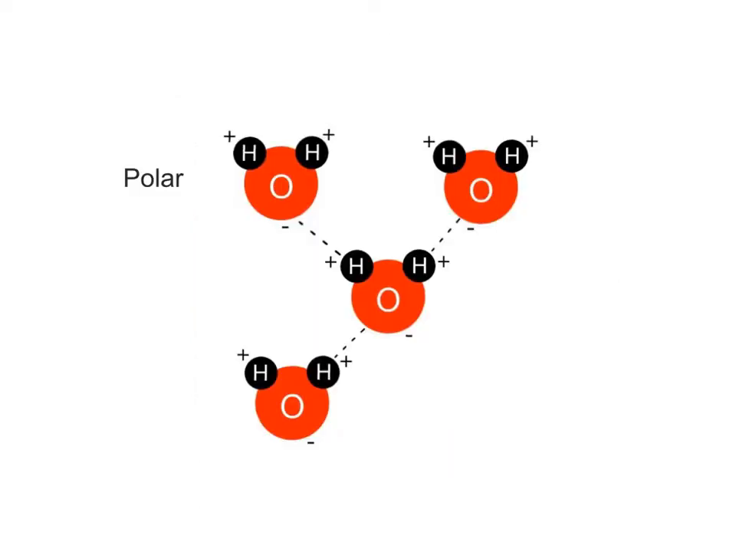As we've learned, water is a polar molecule held together by polar covalent bonds, with many water molecules held together by hydrogen bonds, shown by the dotted lines. Water has both positively and negatively charged areas. The hydrogen end carries a partial positive charge, and the oxygen end, being more electronegative, has a partial negative charge.